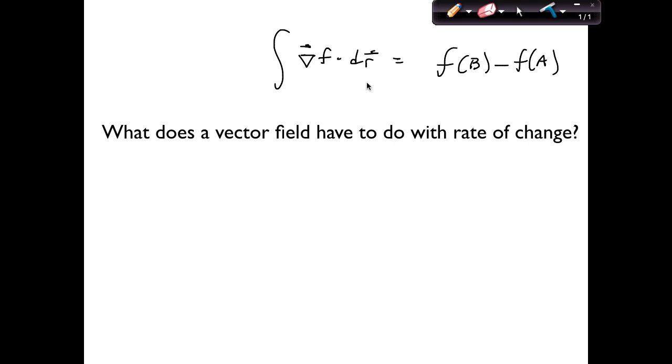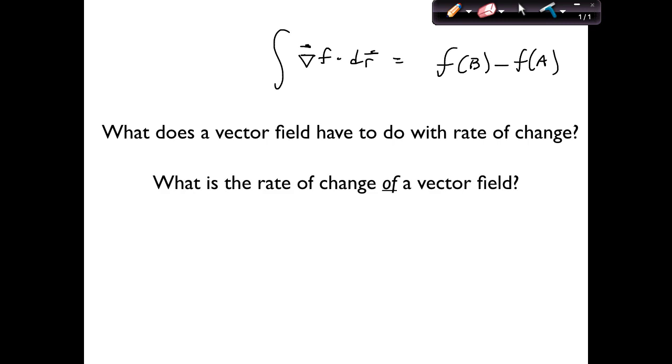Okay? So on the flip side of that, if you have a vector field, what is the rate of change of a vector field? So now think of a vector field. It doesn't have to be a gradient field. It's a function in and of itself, right? A vector field is a type of function. So the next thing we're going to explore is what is the rate of change of a vector field.